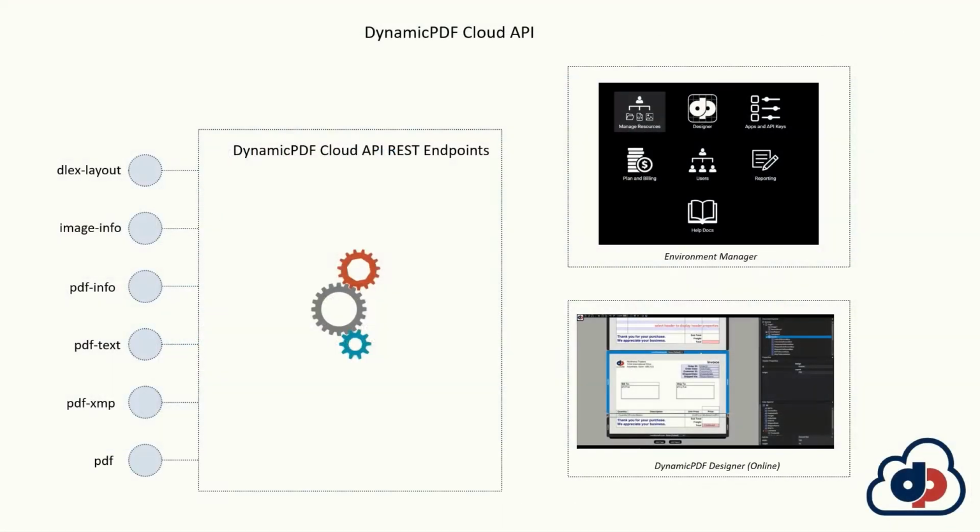The DynamicPDF Cloud API consists of the following endpoints: DLEX layout, image info, PDF info, PDF text, PDF XMP, and PDF. Let's go ahead and go to the tutorial.